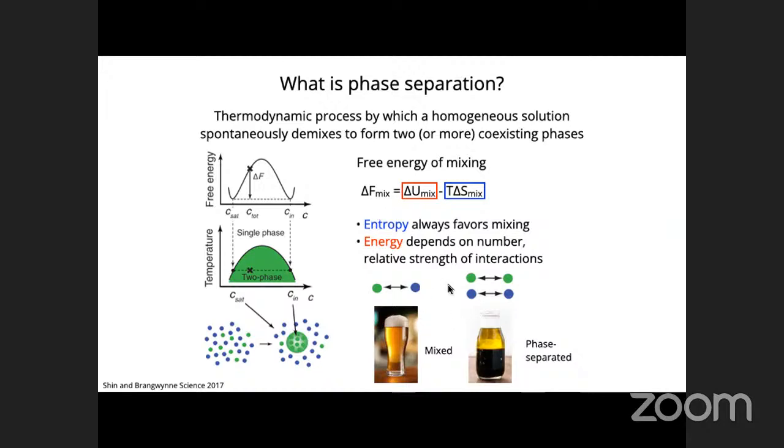Okay, so whether it mixes or phase separates depends on the relative number of interactions and the differences in strength. And so we can plot this on what's called a phase diagram, where on the x-axis we have concentration. So over here we have a lot of blue molecules. Over here we have a lot of green molecules. So if we have more green molecules, then we will have more of these, in this case, favorable interactions. And so it will phase separate in this intermediate regime. I'll go through a more specific example in a moment.